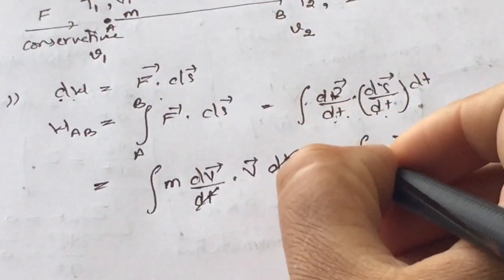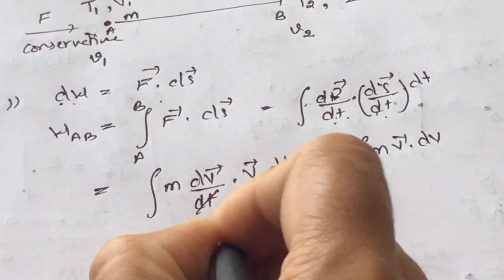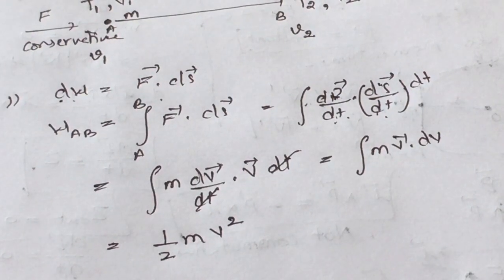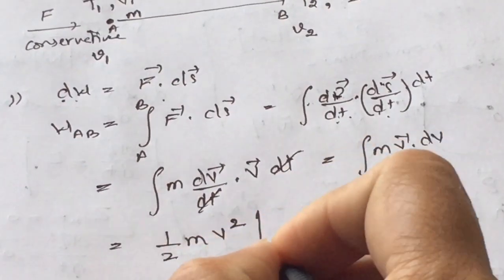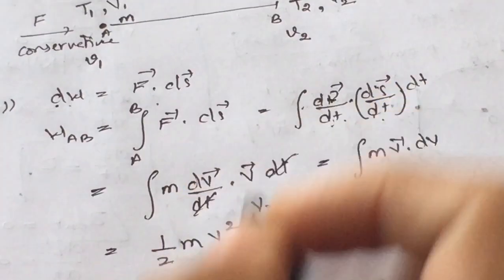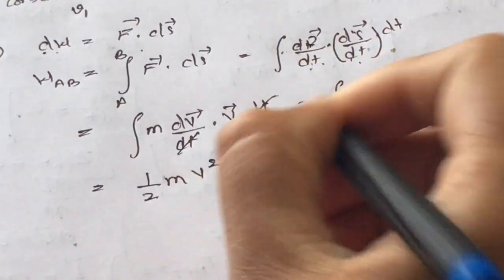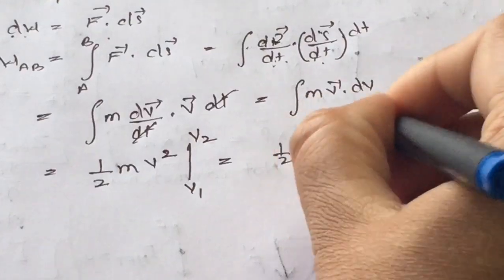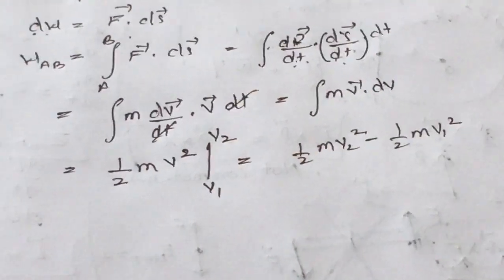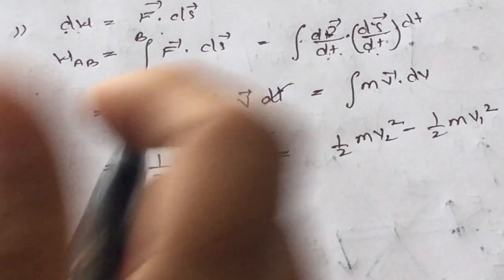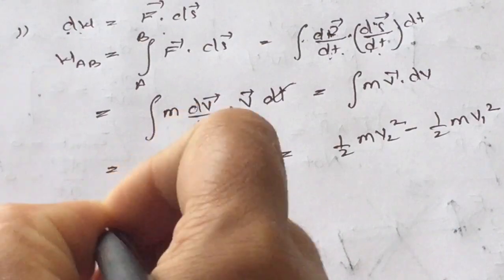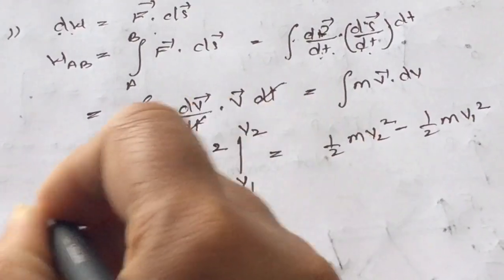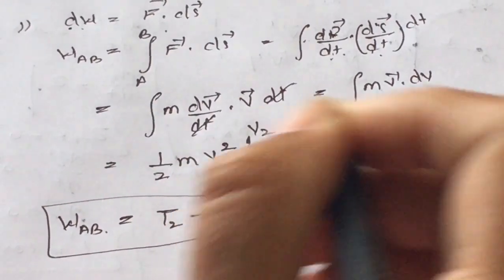And if we integrate, we will have half of m v square, because we will get v dot v, and v dot v is v square. At position A the velocity is v1, and at position B the velocity is v2. Substituting these upper limits and lower limits, we will have half of m v2 square minus half of m v1 square. It is nothing but the final kinetic energy minus the initial kinetic energy. Hence the work done in moving the object from A to B with the help of a conservative force is given by T2 minus T1. Let us consider this is our equation number 2.